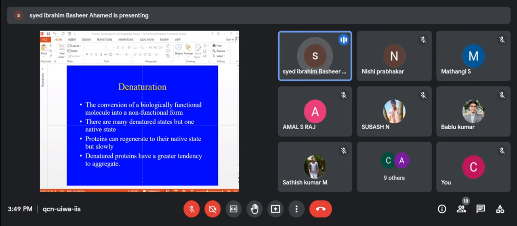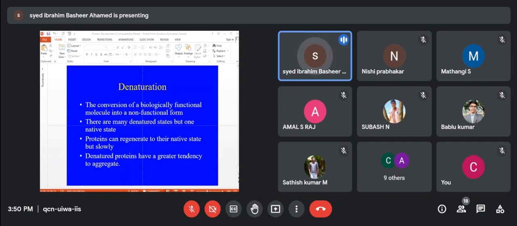You have the near UV region, far UV region, and you have the vacuum UV region. You will have the electron transition from sigma to sigma star, n to sigma star, where n means a non-bonding orbital, and then pi to pi star transition, and n to pi star transition. So these are four different transition levels that are possible.